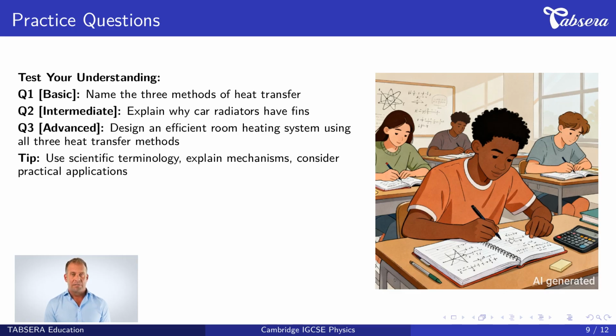Question 3 is advanced. The question is, design an efficient room heating system using all 3 heat transfer methods. This tests your analytical and design skills. For all questions, remember to use scientific terminology correctly, explain the underlying mechanisms clearly, and consider practical applications. Write your answers now before looking at the solutions.